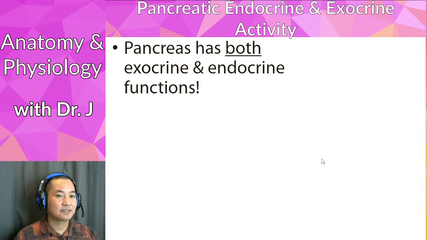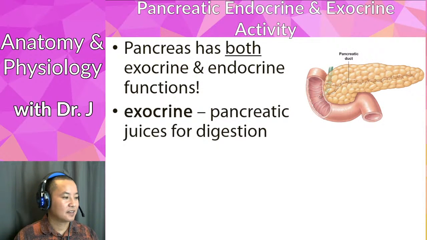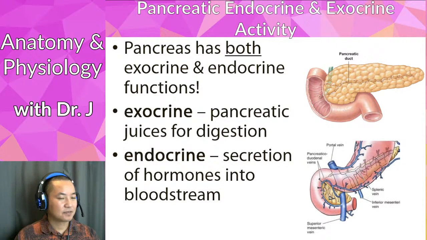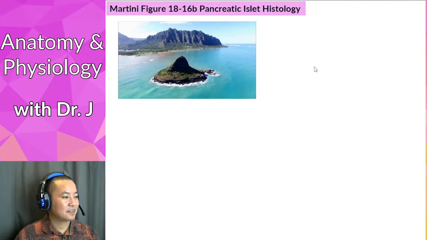Now, again, the pancreas is not just exclusively exocrine or endocrine, it has functions in both. The exocrine involves those digestive enzymes we'll talk about later in the semester, but endocrine refers to the production of hormones into the bloodstream. So the pancreas produces hormones. What are the hormones? Well, they involve these little things called pancreatic islets.